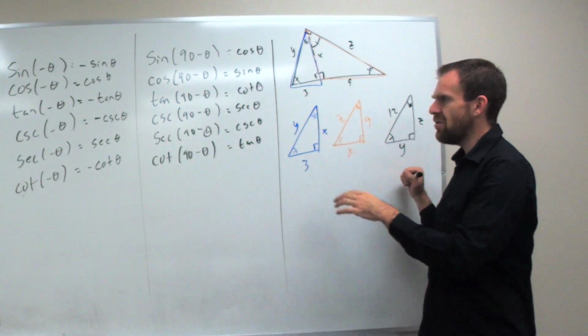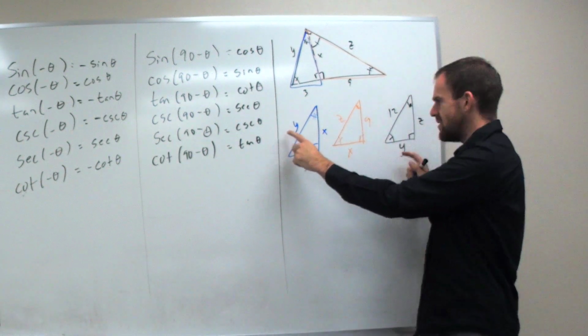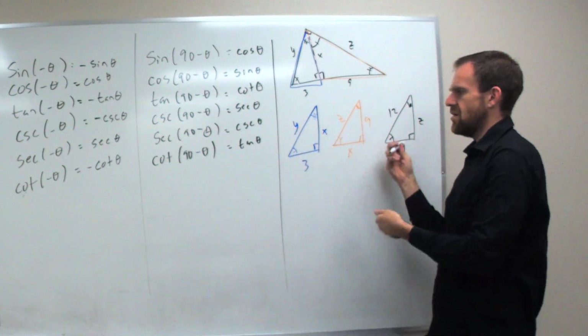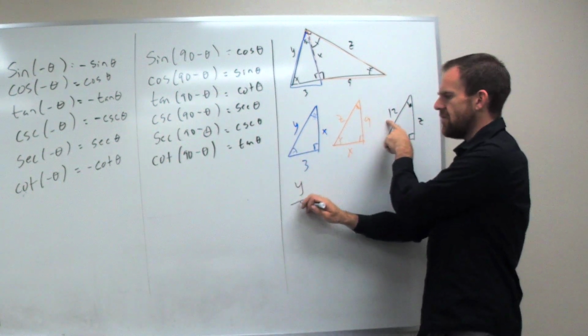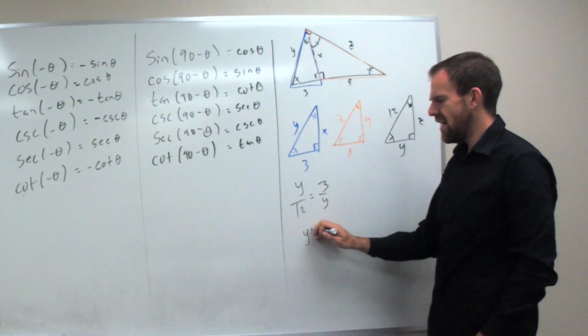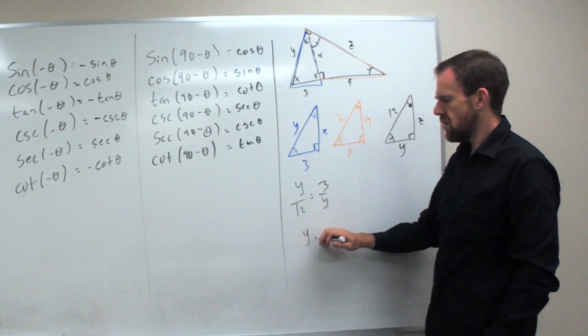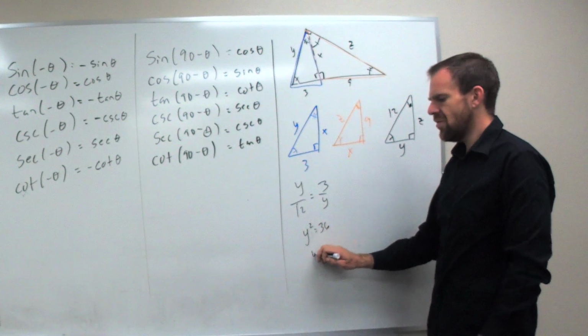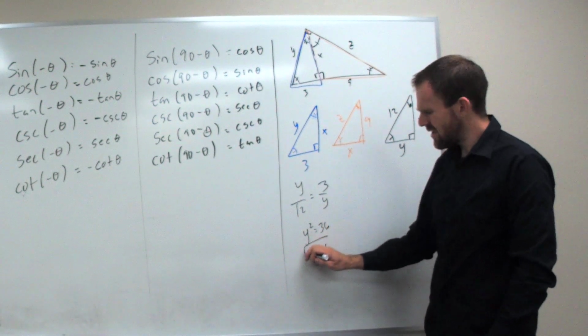So if I want to solve for y, I'm going to pick the 2 triangles with y in them. So y over 12 is 3 over y. So it looks like y squared equals 36, y equals 6. Whoa, they gave you nice numbers.